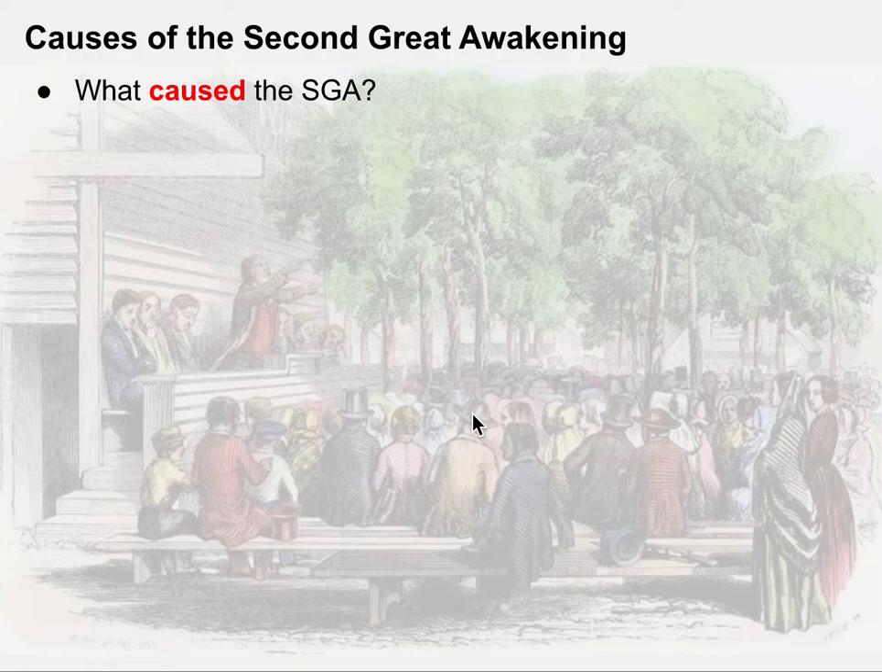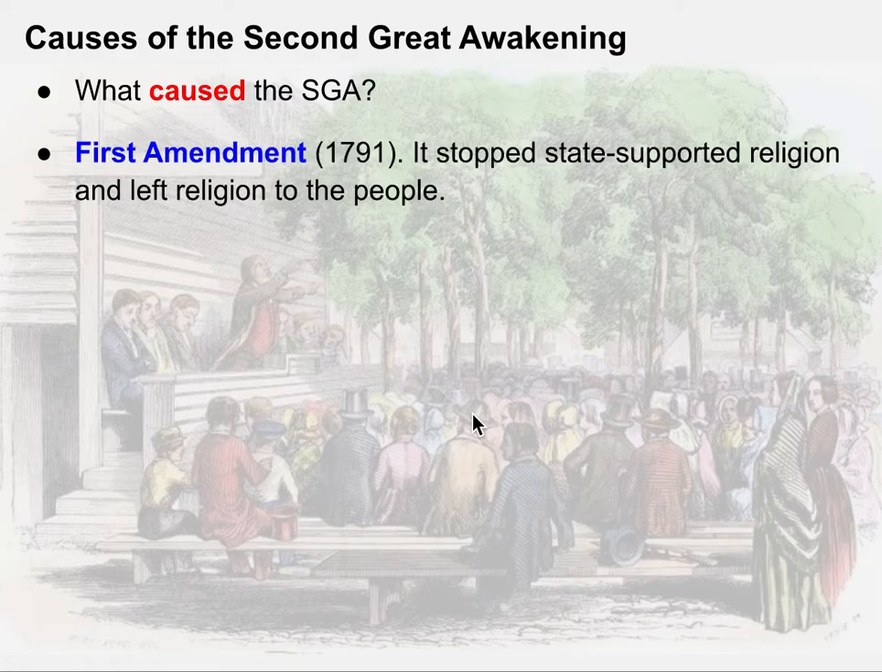So now let's talk about the causes of the Second Great Awakening, or what caused it. I think I have four main reasons. The First Amendment, 1791, it stopped the state-supported religion and left religion to the people. This was mentioned in Saints Volume 1 about the tax support. Believe it or not, this is not mentioned in too many sources.